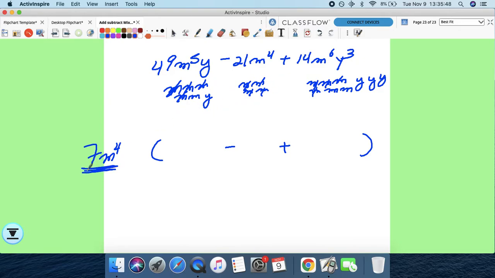So the factor outside is 7m^4. Left over, well, it's going to be 7, 1 m and 1 y. Double check. 7 times 7 is 49. m^4 times m is m^5. And then y is there.